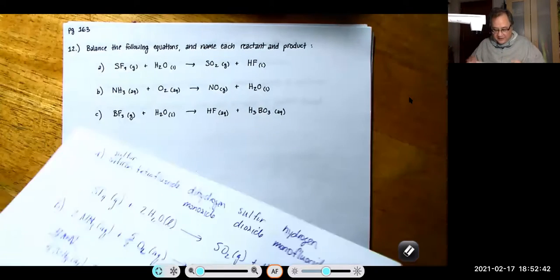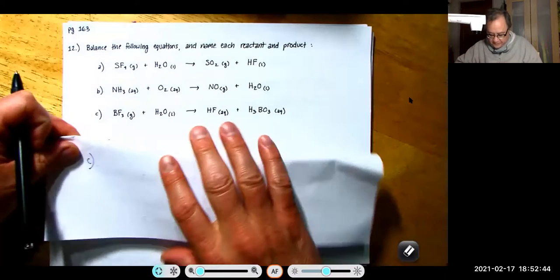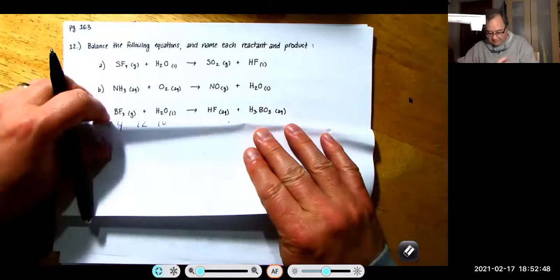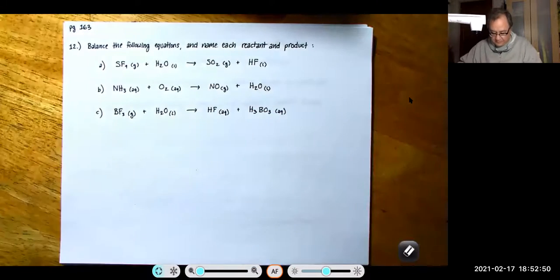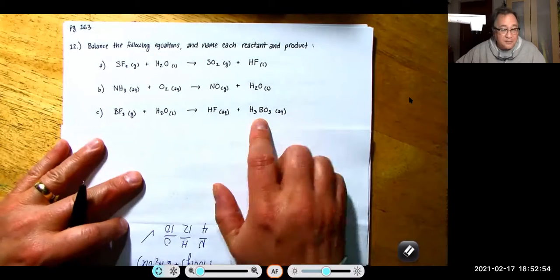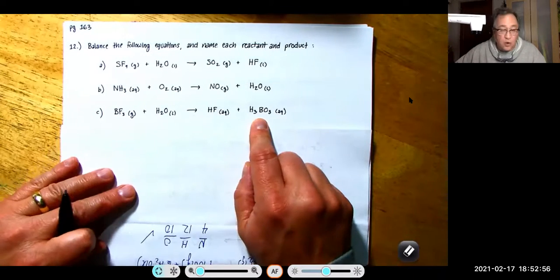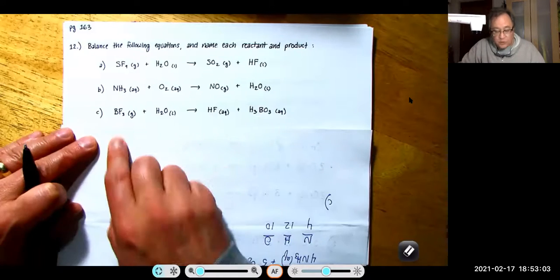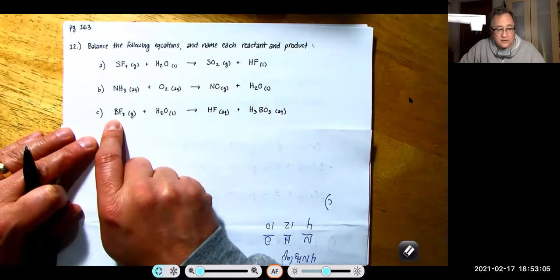And let's take a look at C. How would we name each of these? One of them we would not know how to name. This one we can't name using our standard method because it has more than 2 types of elements. So we're not going to worry about naming that guy. This one would be boron trifluoride.